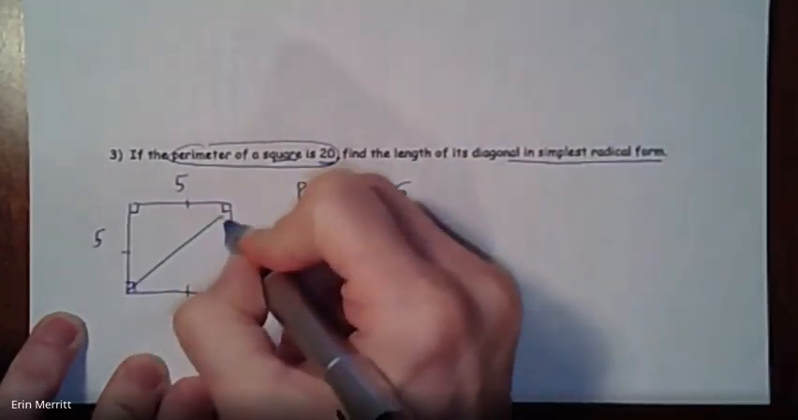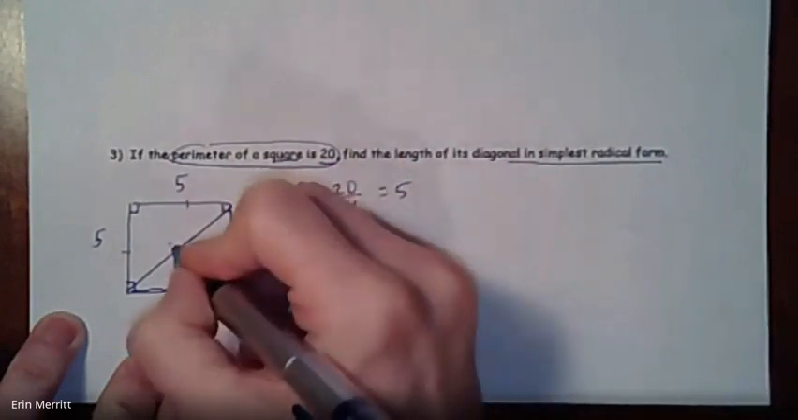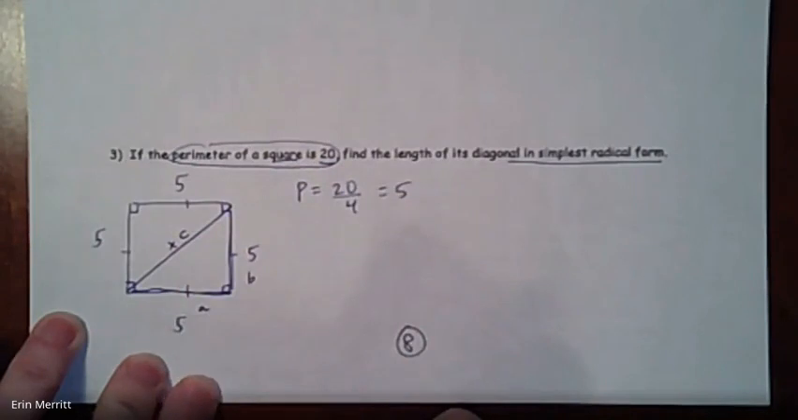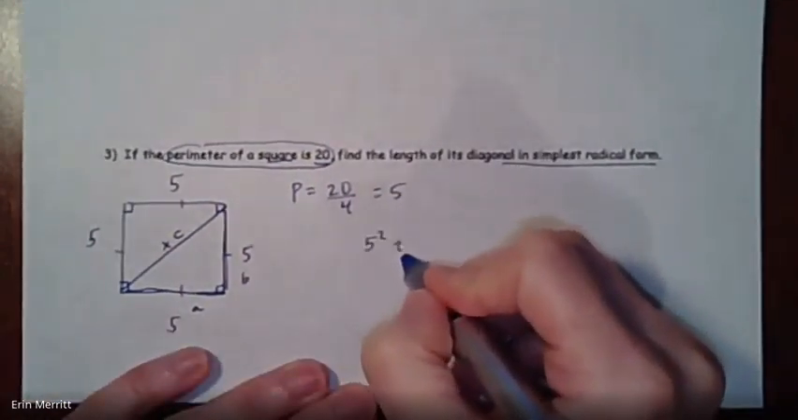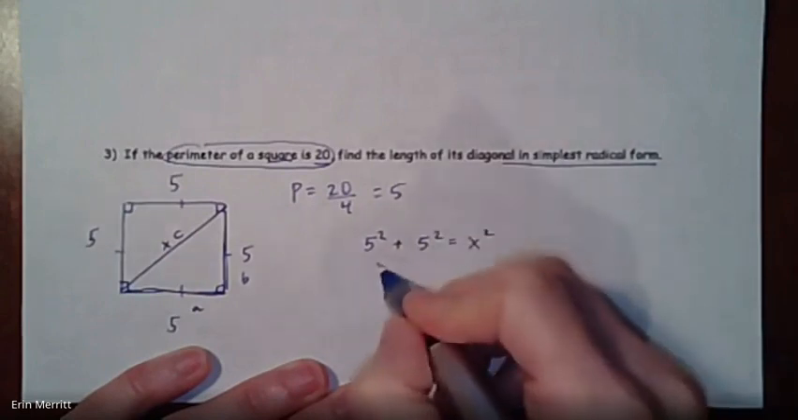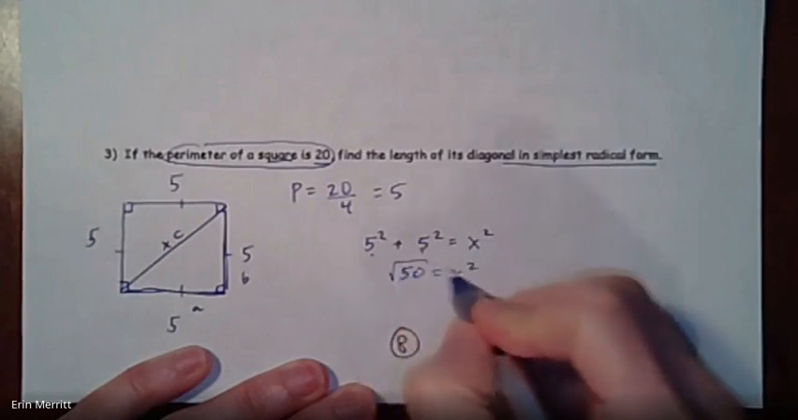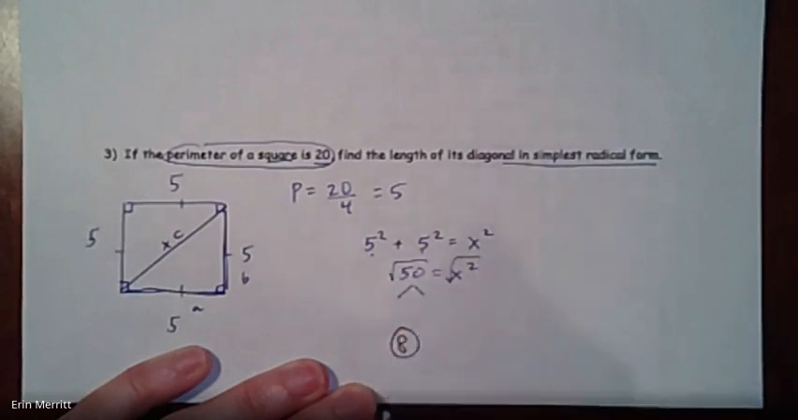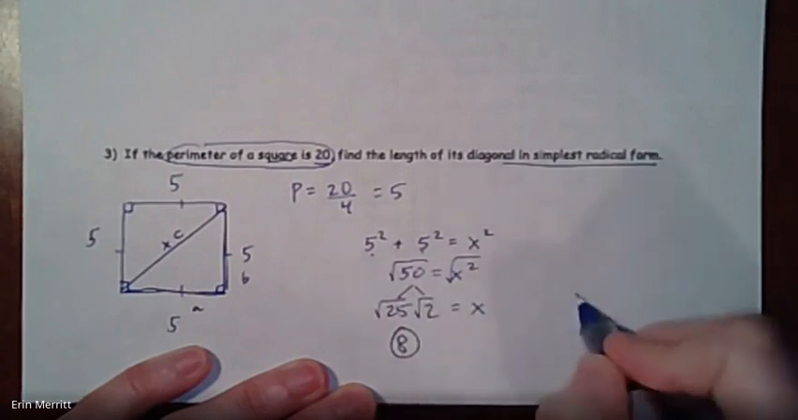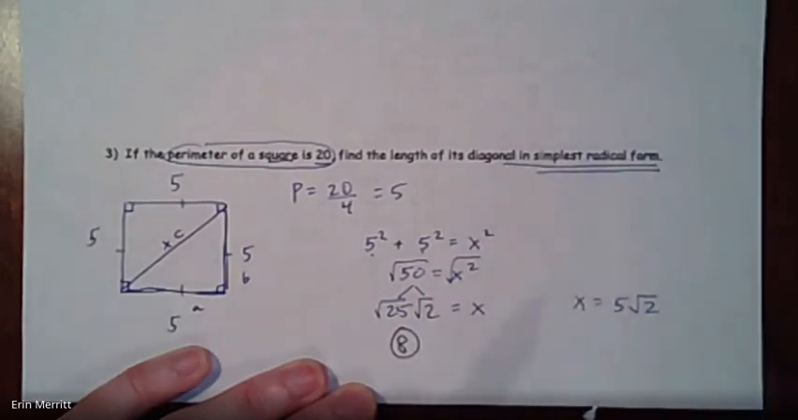All right, find the length of the diagonal. So if we draw a diagonal in, here comes that right triangle. All right, if I call this my X, these would be like the A and the B, hypotenuse of C. So if we go 5 squared plus 5 squared equals X squared, this will give us 25 and 25 for a total of 50. And then when we take the square root, we're actually going to break that right back up into 25 and then 2. And so X would be equal to 5 radical 2 in simplest radical form.